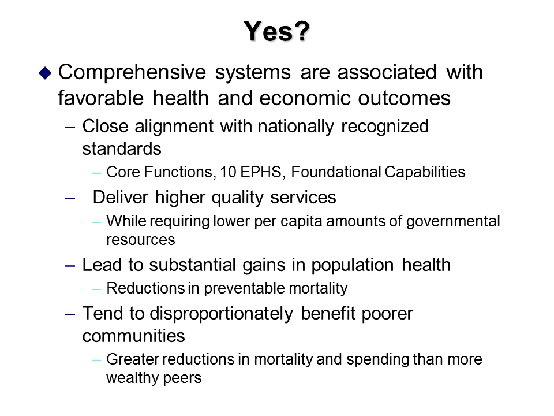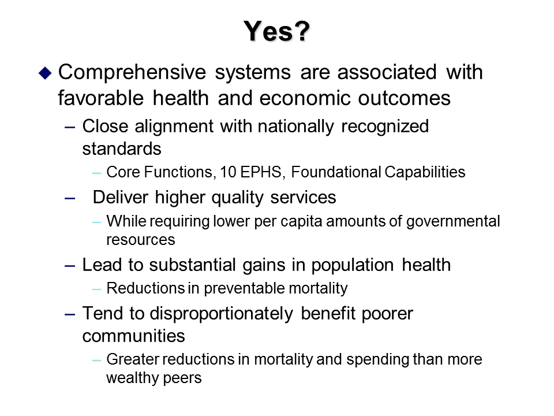Evidence suggests they can do this while requiring lower per capita amounts of governmental resources. So they actually deliver higher quality services while spending, relatively speaking, less money to deliver those services. We know that movement towards a comprehensive system makeup leads to substantial gains in population health. Glenn Mays has an article coming out in Health Affairs, I think, next month that shows that public health systems that move from non-comprehensive to comprehensive system makeup experience greater reductions in mortality than those that do not move in that direction. So we see these sharp reductions in preventable mortality.